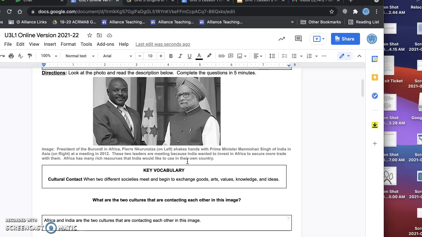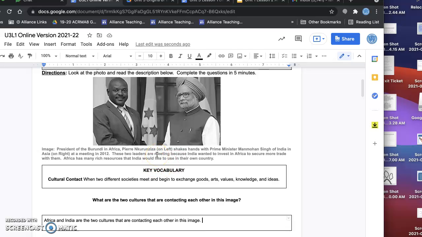So for example, if I'm a country in Africa and I have coffee and another country has sugar, I would want to trade with that other country, because we don't make sugar, we only have coffee, and the other country only makes sugar but doesn't have coffee. So we would want to trade and have a cultural contact with each other. That's just an example.